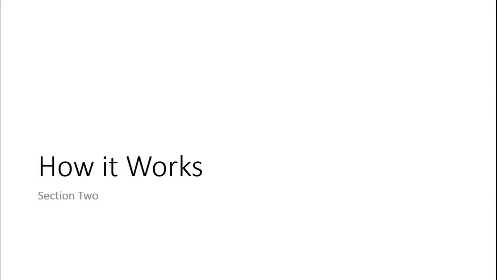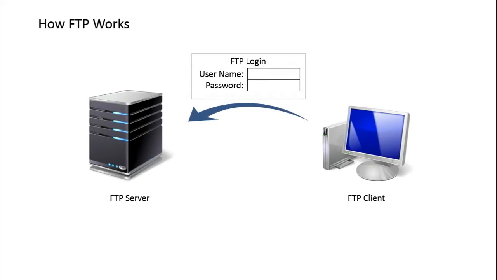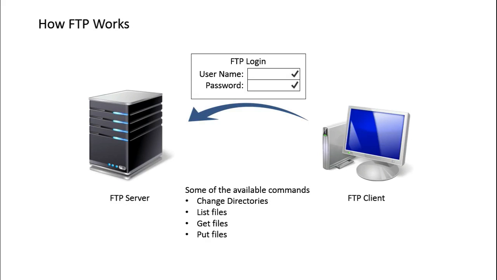Second, let us discuss how FTP works. So, how does FTP actually work? FTP requires two computers, one running an FTP server and the other running an FTP client. The exchange is initiated by the client, who logs in under an accepted username and password. Once this occurs, a session is opened and stays open until closed by either the client or the server, or until it times out. While the session is open, the client may execute numerous FTP commands on the server. These include commands to change directories, list files, get files, and put files.